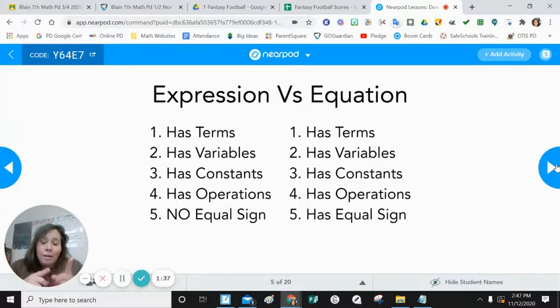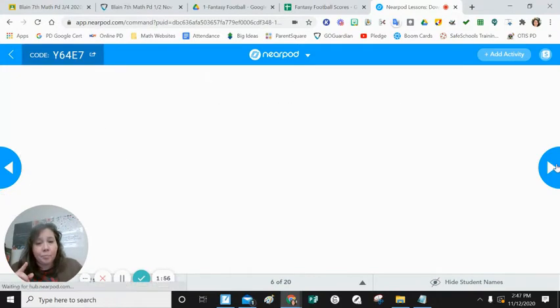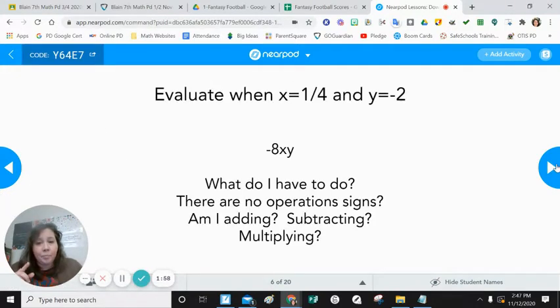The equation has the equal sign and has an answer. And the equations, the way they're written, you can always solve for the missing variable or the missing piece. For the expressions, we need to tell you what the variable equals. So we're going to take a few expressions and we're going to work on putting in the values for the variables and solving the expressions.